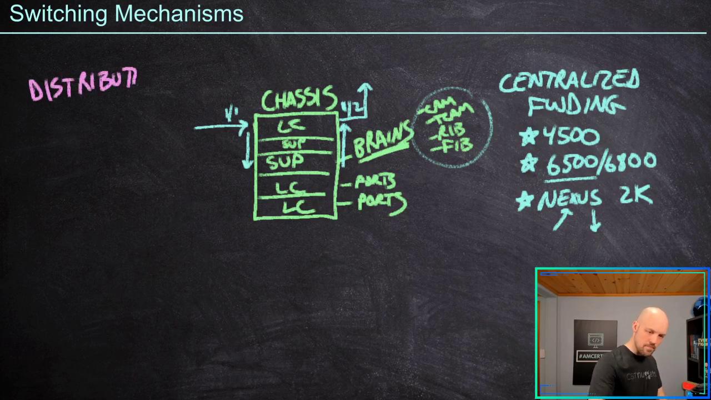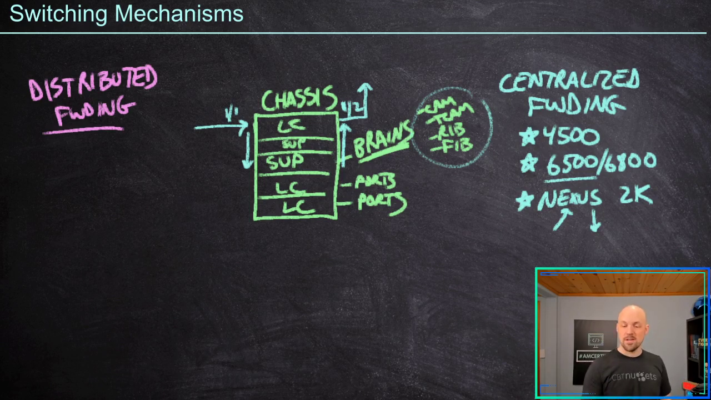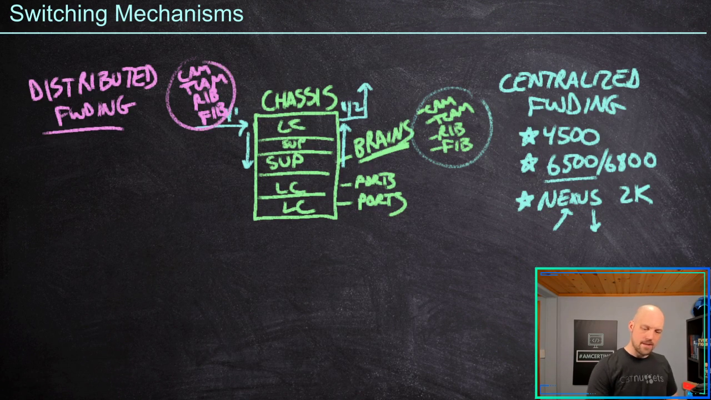If we want a distributed architecture, well, we'll say distributed forwarding. If we want distributed forwarding, now we're going to take, again, the CAM, the TCAM, the RIB, the FIB. We're going to take all of that and put it on the line card itself. I already said it once, I'll say it again. This is not a cheap operation. We're talking about taking a line card that was probably pretty cheap, and now we're turning it into a line card that might be 4 to 5 times as much. We're talking about money, not weight. So yes, it will weigh a little bit more because of the added stuff.